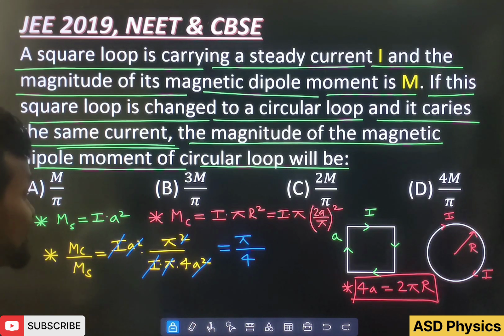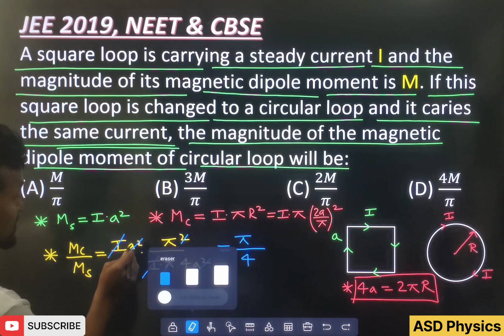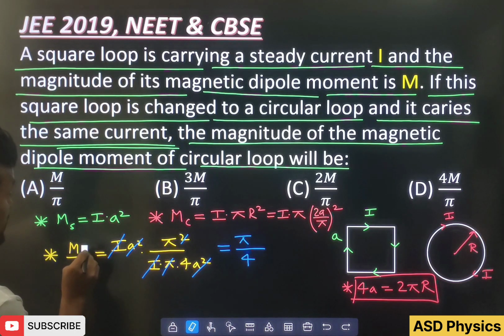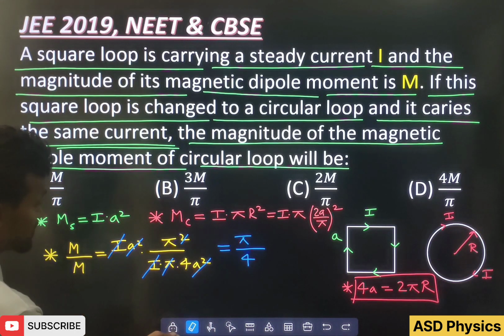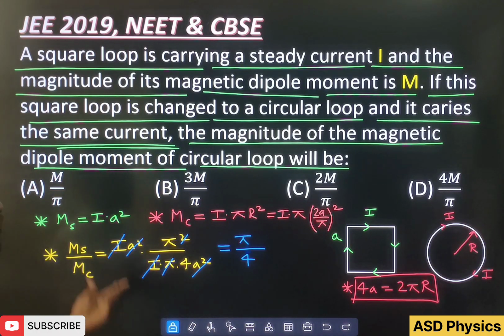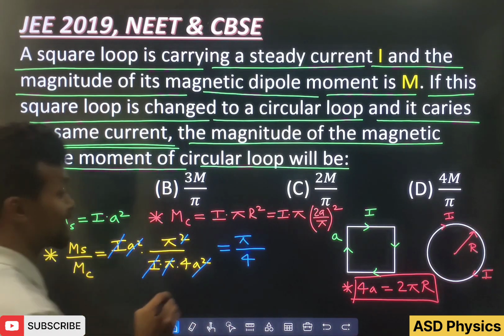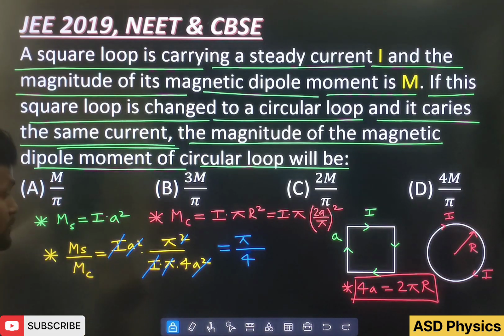Any mistake is there? Yes, a mistake has happened. Why? Because just think please, where I have done the mistake. First I have written for the square. Okay. So see here, some mistake has happened. I will make some changes here. We have done MS by MC actually. Okay. So I have written first square and then circle. So MS by MC is pi by 4.